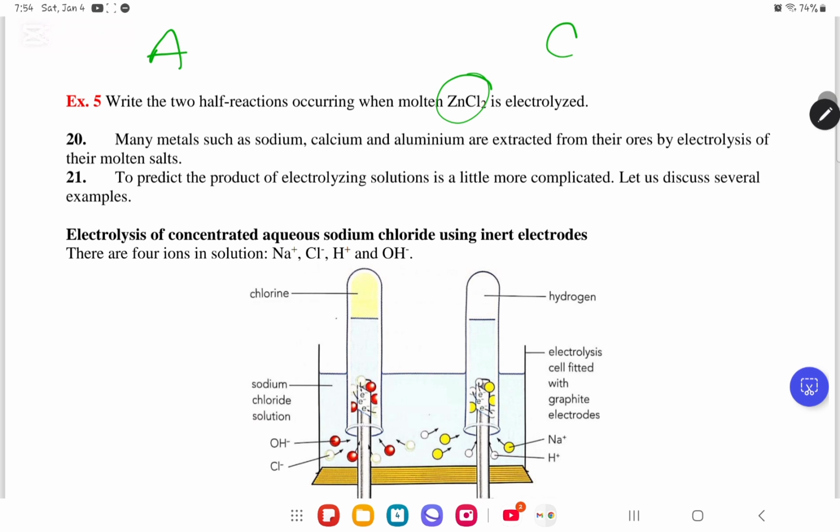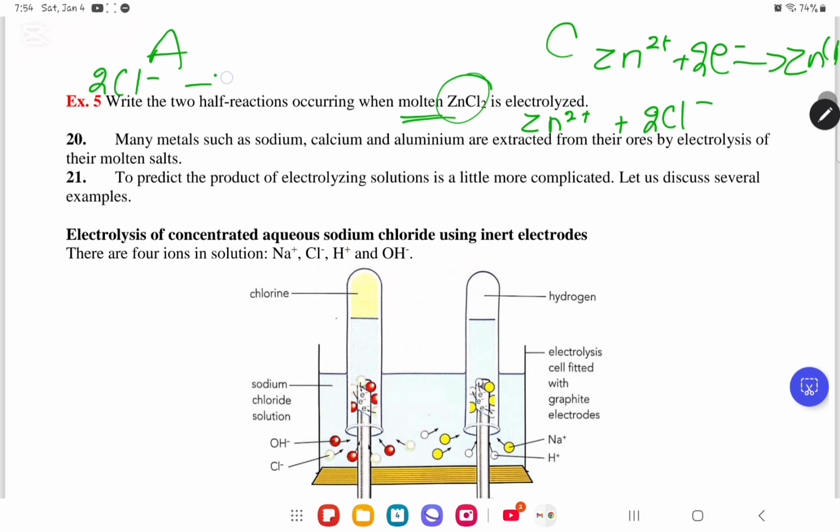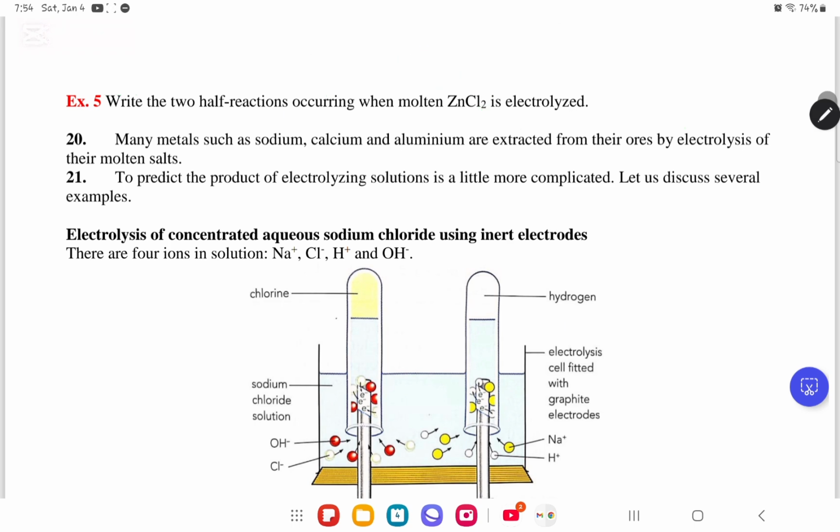At the cathode, the cation is going to go. Our cation in this case is Zn2+, and our anion is 2Cl-. So at the cathode, our Zn2+ goes, and since we're talking about molten, 2 electrons balance it to form Zn as a liquid. Then at our anode, we have our anion, 2Cl-. It becomes Cl2 gas, but it releases 2 electrons in the process. And that is pretty much it for exercise 5.